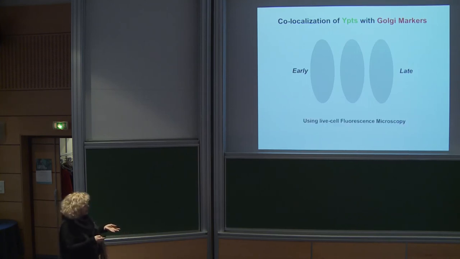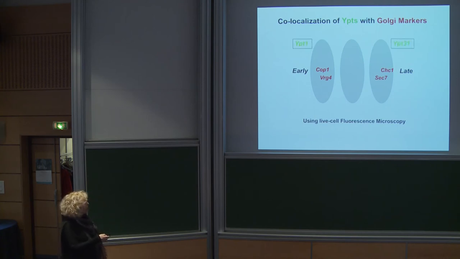So what we did was use live cell microscopy with different colors. We had at least two markers for the early Golgi, and two markers for the late Golgi that co-localized with each other.